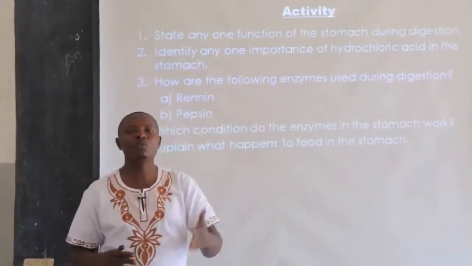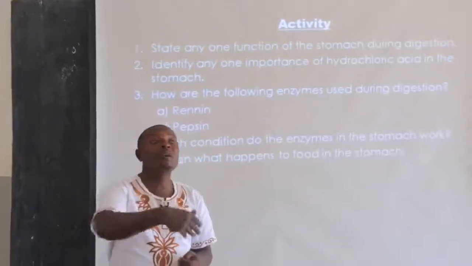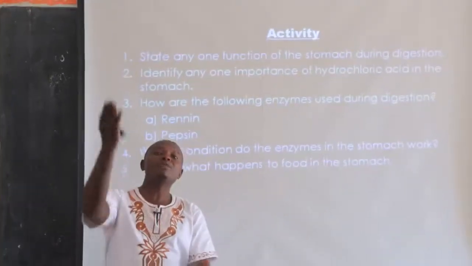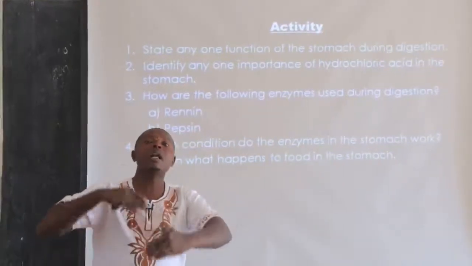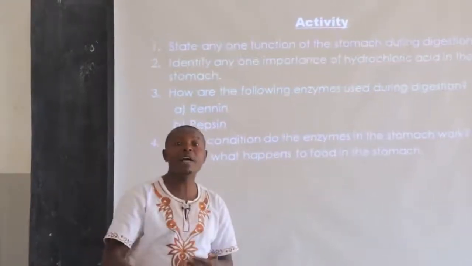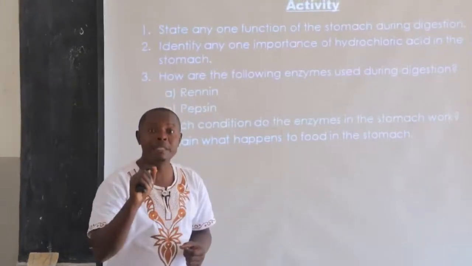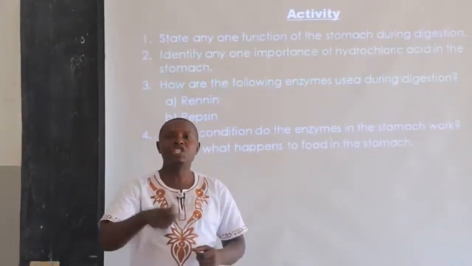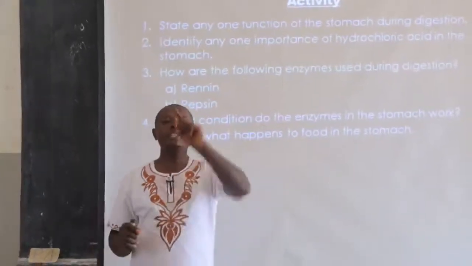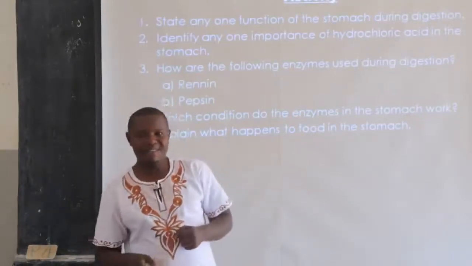Lastly, explain what happens to food when it reaches the stomach. What takes place when food reaches the stomach? The moment food reaches the stomach, it is turned over and over to become chyme. Or you can simply say it is churned into chyme. Churned is C-H-U-R-N-E-D. Chyme is C-H-Y-M-E. Are you with me?